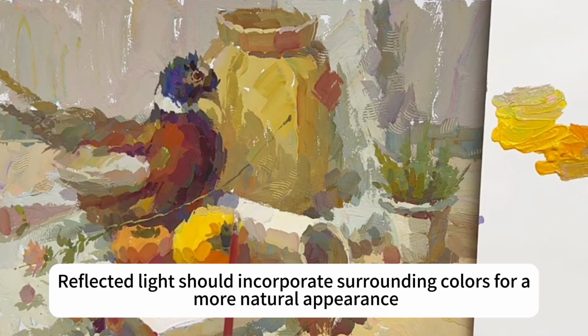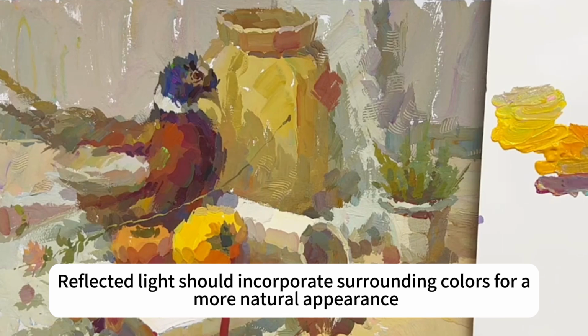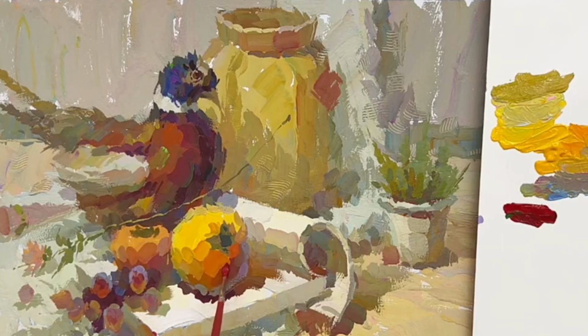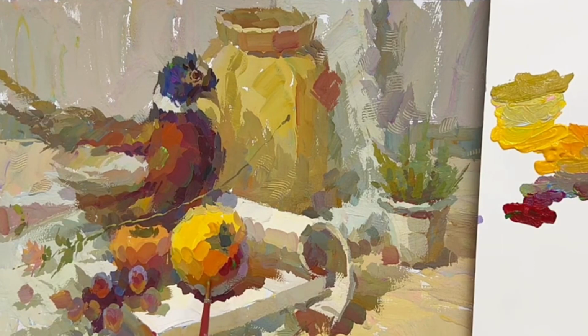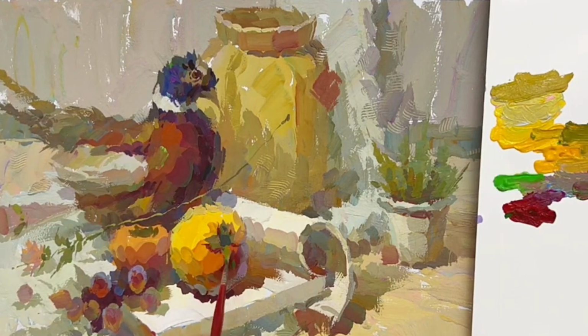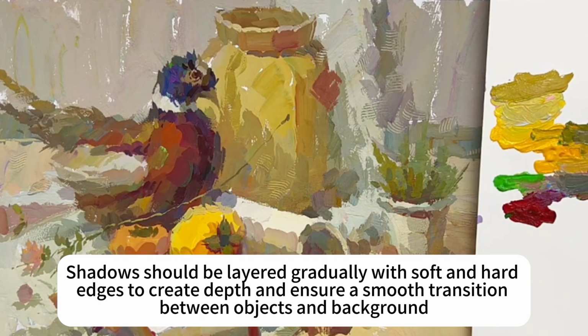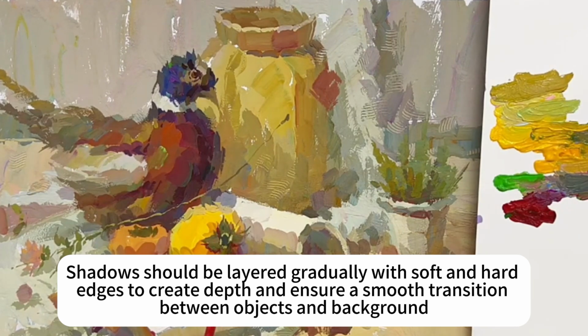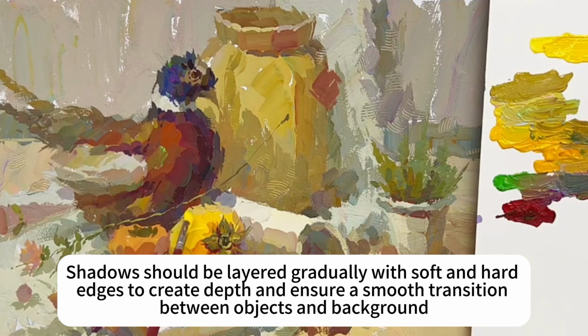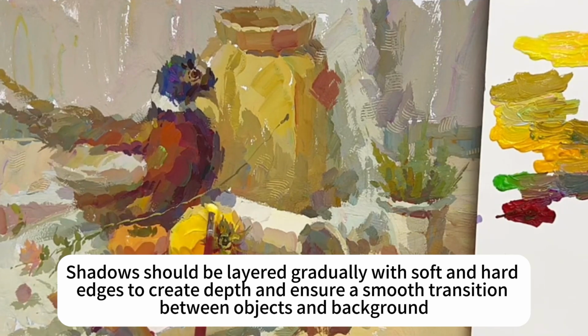Reflected light should incorporate surrounding colors for a more natural appearance. Shadows should be layered gradually with soft and hard edges to create depth and ensure a smooth transition between objects and background.